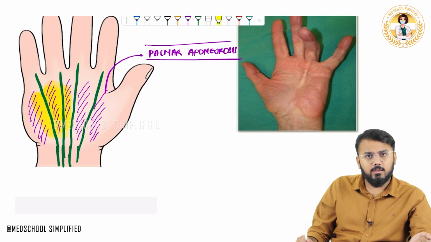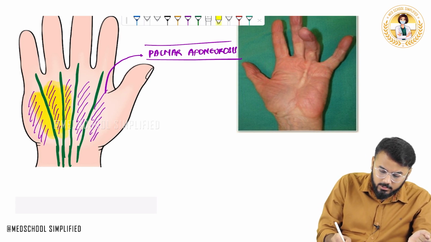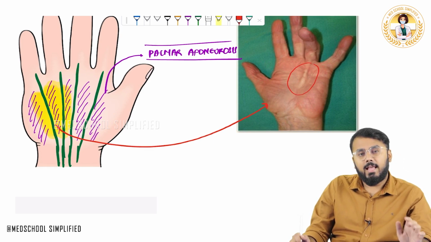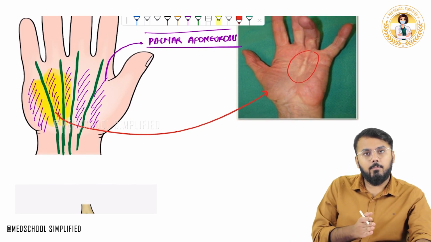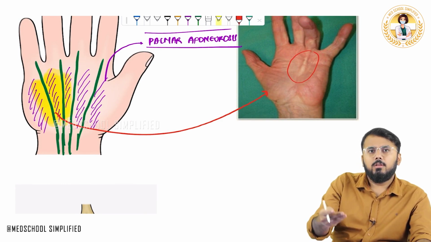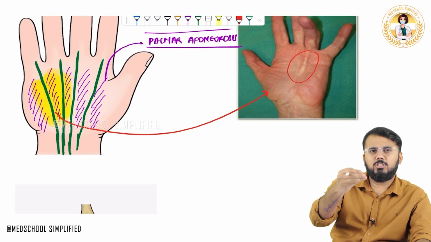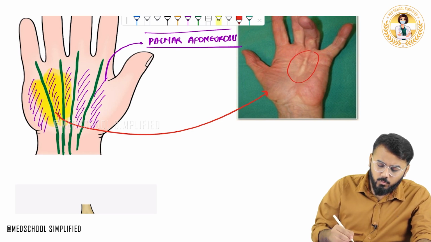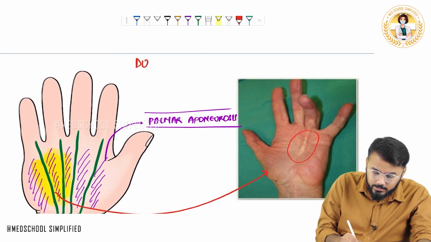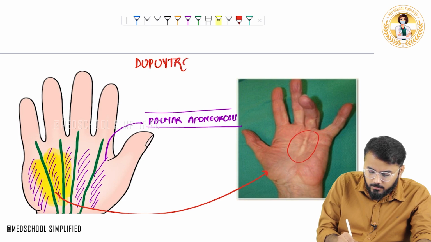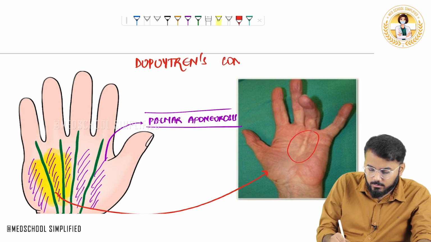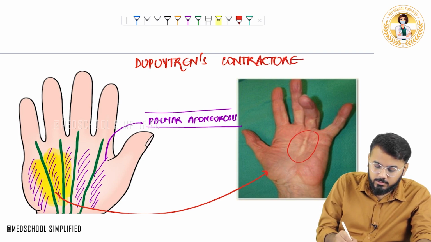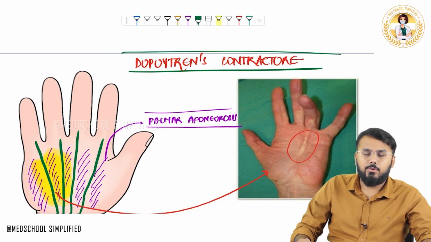So when it becomes so stiff, how does the tendon exactly look? Look at the opposite picture over here. This is how the tendon looks. This condition, where the medial half of the palmar aponeurosis becomes stiff because of excess fibrous tissue deposition, you call Dupuytren's contracture.